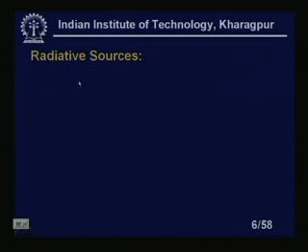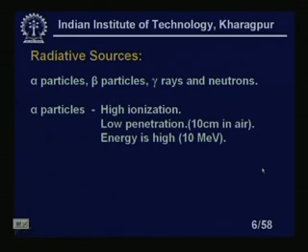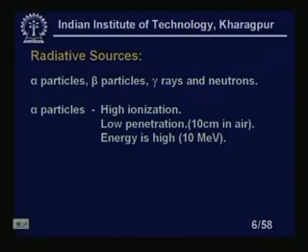Now, the radioactive source. I should say radioactive source instead of radiative source. These are alpha particles, beta particles, gamma rays and neutrons. There are some advantages and disadvantages of this particular method. Alpha particles have high ionization, ionizing the gas through which they pass. They have low penetration, only 10 centimeters in air, and the energy is high, 10 MeV, which is quite high.